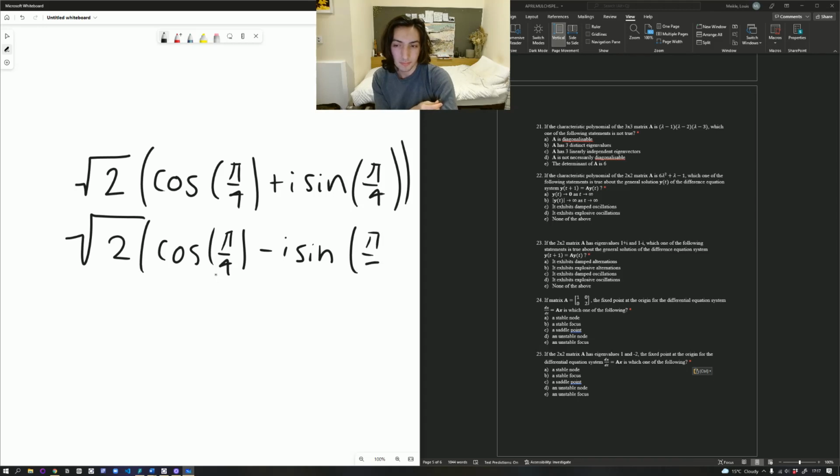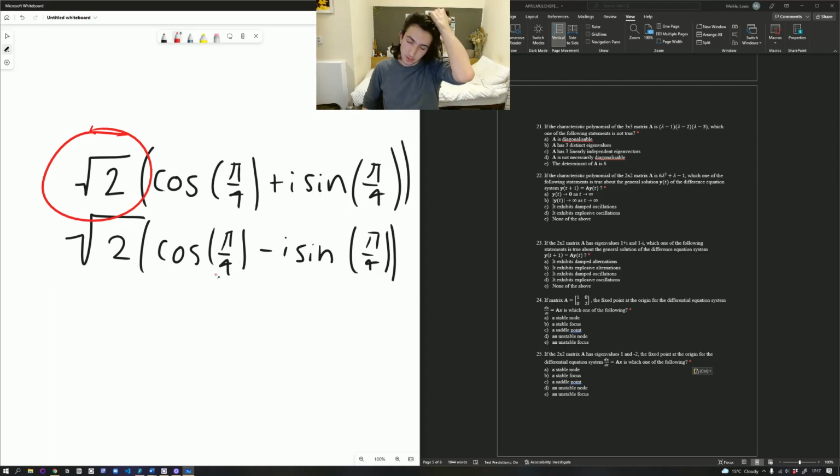The usual. Okay. Now we want to determine if it has alternations or oscillations, okay? And if it's explosive or dampened. We can tell because of this thing, okay? It's root 2. This has an r value higher than 1, okay? So the oscillations are going to be explosive, okay? And they are definitely not going to alternate, okay?